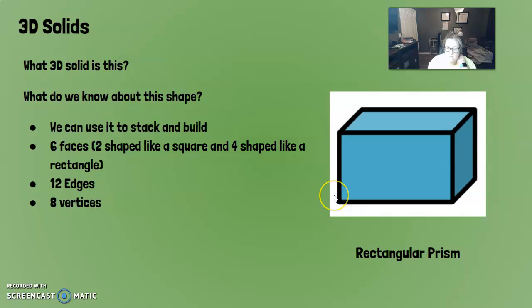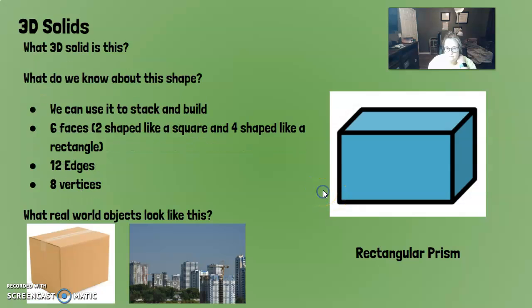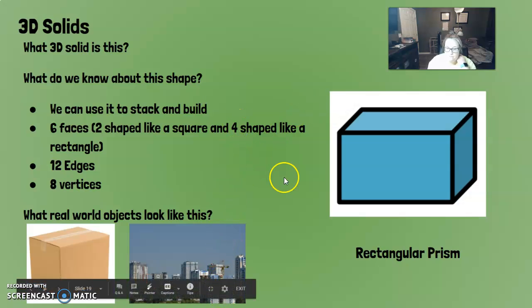Think about it. When have you seen a rectangular prism before? Well, I've seen them whenever I think about boxes. Lots of different boxes look like rectangular prisms. But I also see them when I'm driving around and I see different buildings. They're just stacked on top of each other and they go really, really tall.